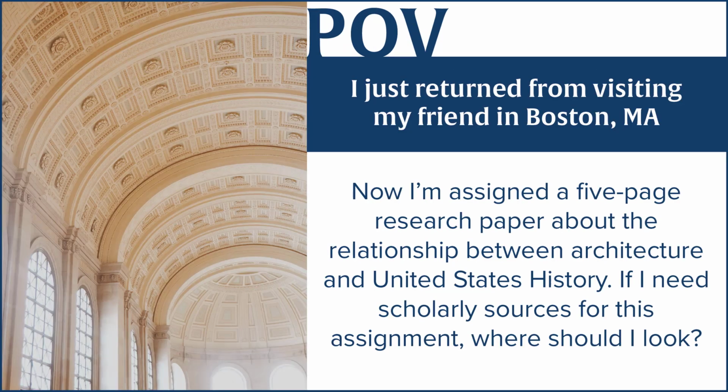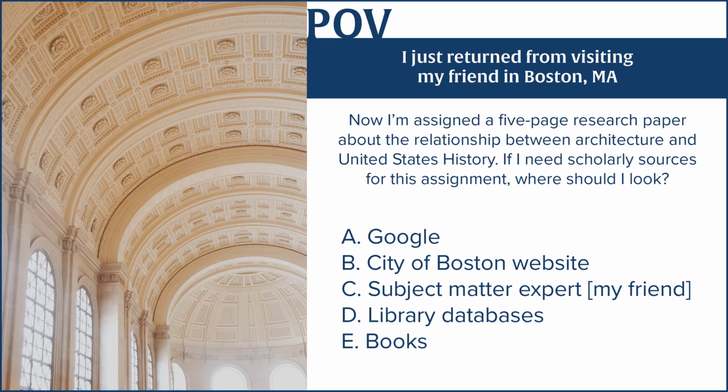Now, I just returned from visiting my friend in Boston, Massachusetts, and I'm assigned a 5-page research paper about the relationship between architecture and United States history, along with my opinion on this topic. If I need scholarly sources for this assignment, where should I look? A. Google. B. City of Boston website. C. Subject matter expert, my friend. D. Library databases, or E. Books.